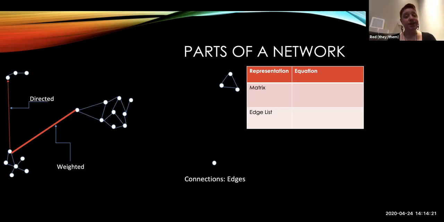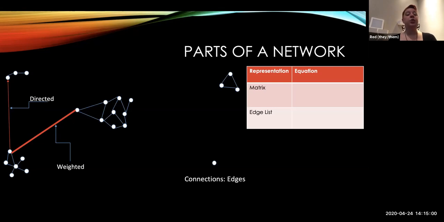An edge list is the other way. Generally, an edge list has three columns. The first column is node one, the second column is node two, and the third column is the edge weight. So node one is one side of that edge, node two is the other side of that edge, and the third column, the weight, is that number that would have been inside that block in the matrix.